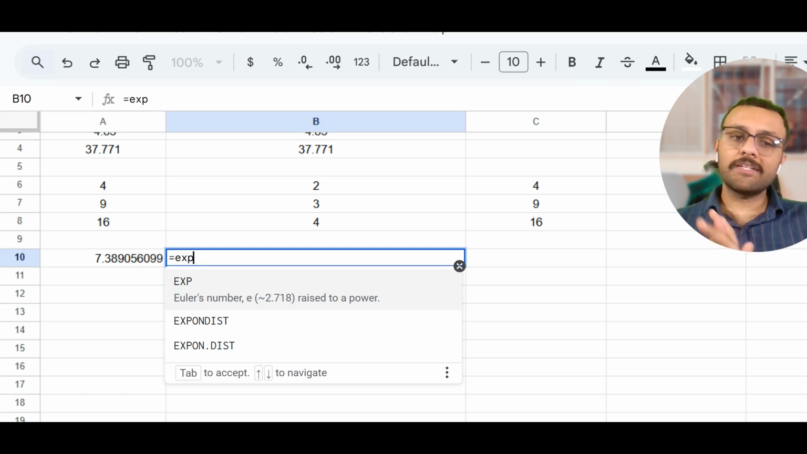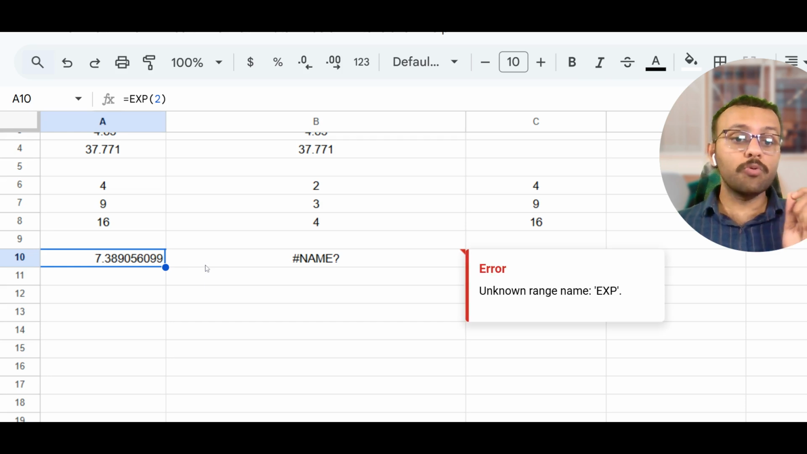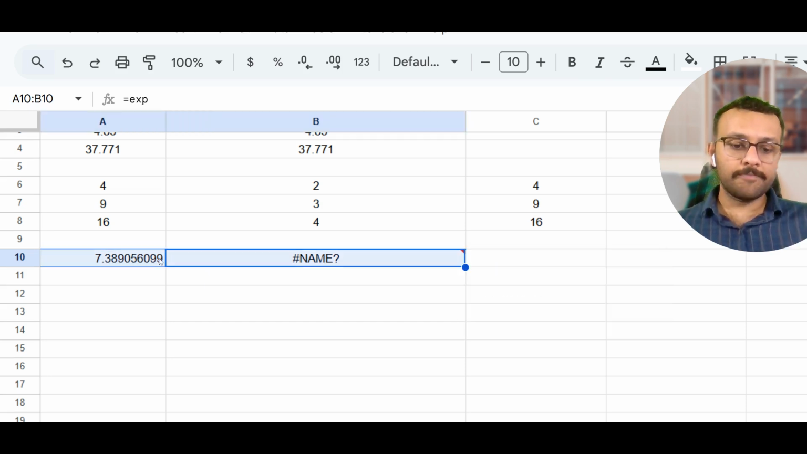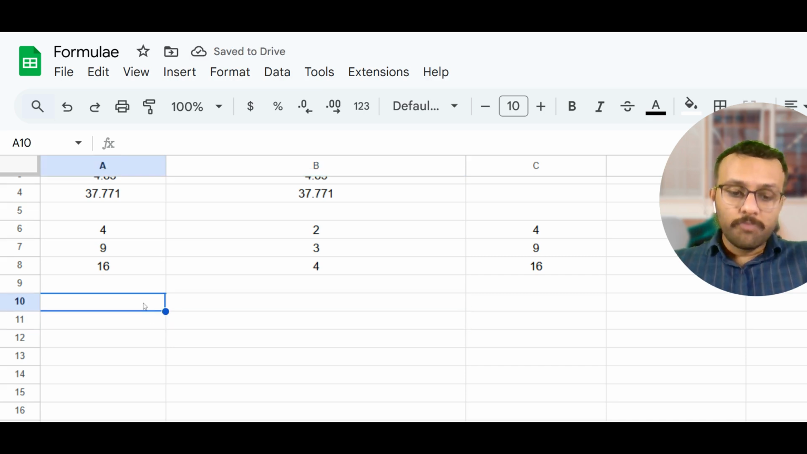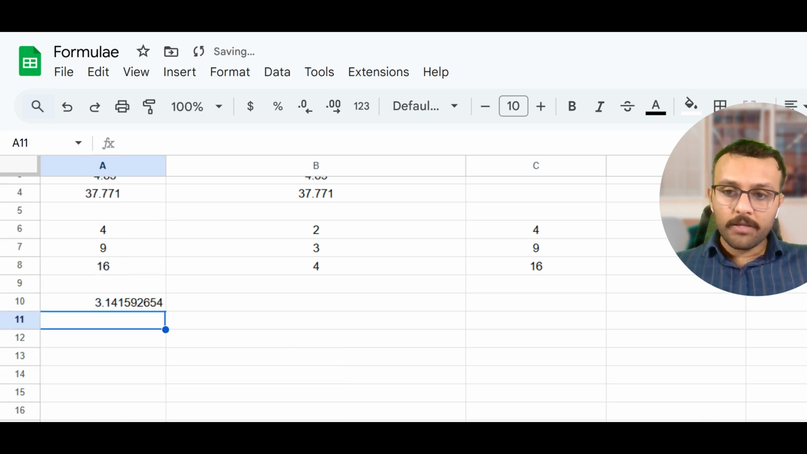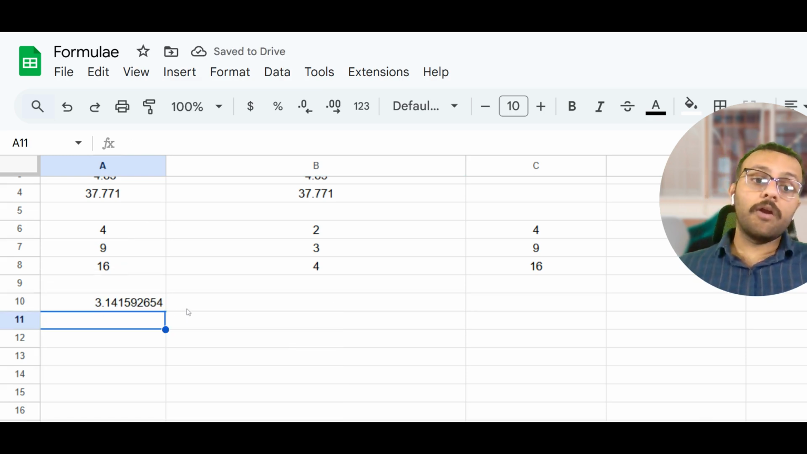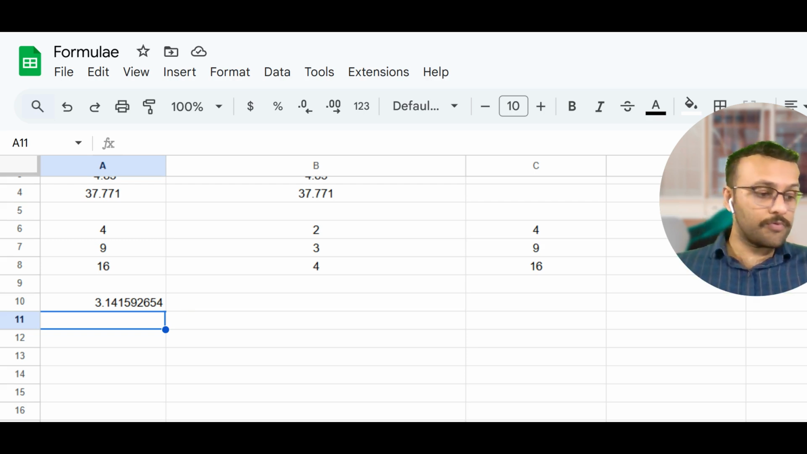Okay. If you guys are aware of Euler's number, that is e, then you'll understand this. If you're not aware of this, that's okay. This is not used so often unless you're doing some very acute geometrical analysis. All right. Similarly, you must be knowing what pi is all about. The number pi, 3.1415. And when you're using a lot of nested formulas, then having this handy pi is very useful.